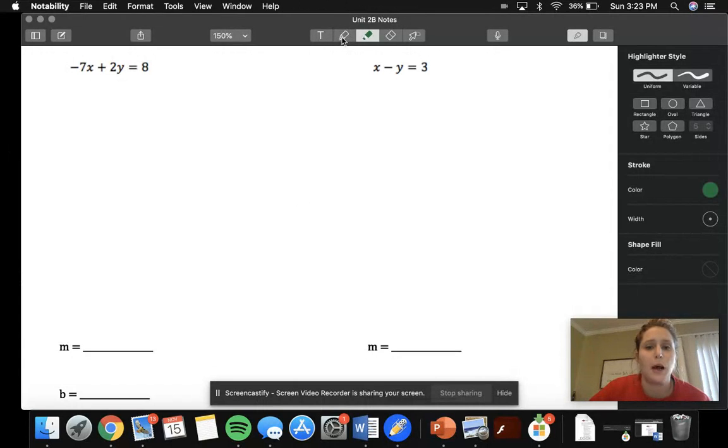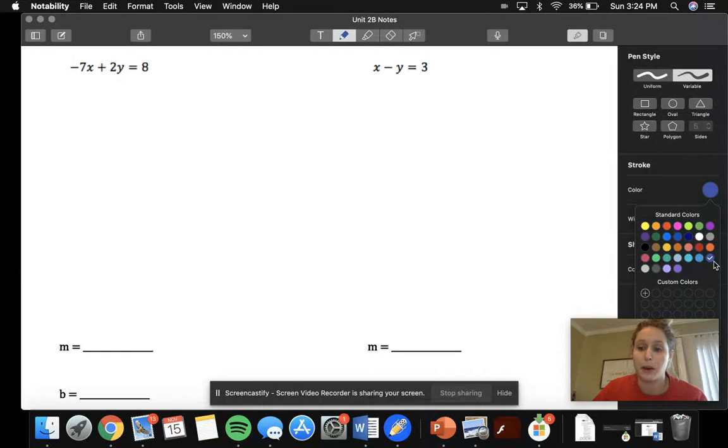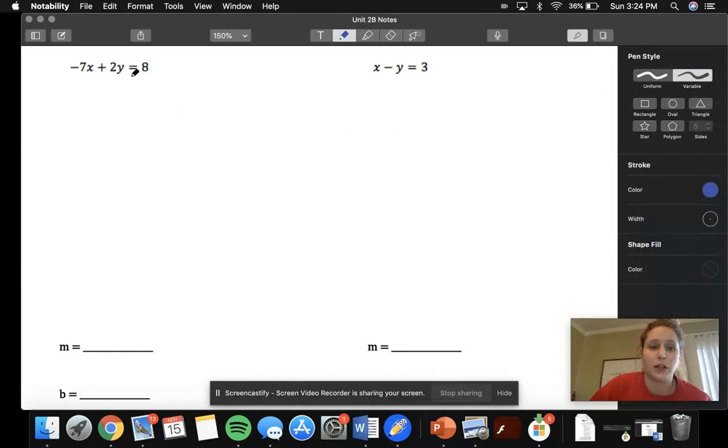-7x plus 2y equals 8. And again, right now, I don't know what the slope is, and I don't know where the y-intercept is, because it doesn't look like y equals mx plus b. So I need to move a couple things. I see this 2. I also see this -7x. Just like when we solved equations, we always got rid of the thing further away. So we are going to move this -7x first, because our goal is to get y by itself.